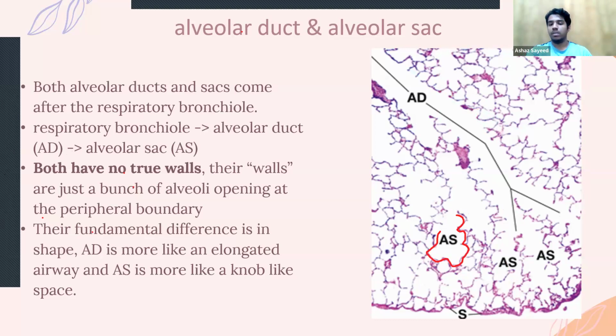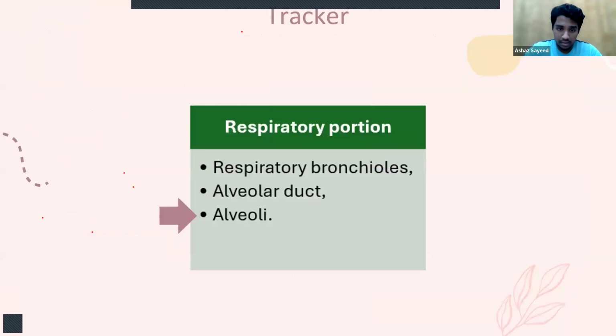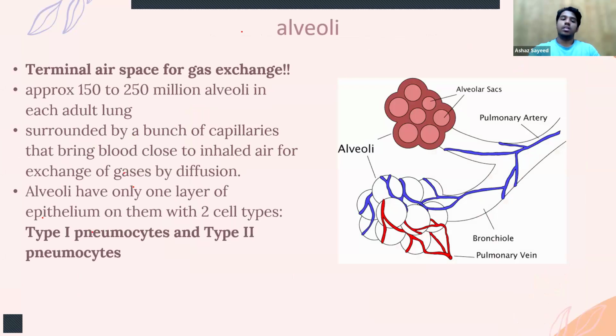Remember the one thing I want you guys to remember from here is that alveolar ducts and sacs don't have any true walls, and their walls are just a bunch of alveoli. So now we're finally at alveoli. This is the terminal airspace for gas exchange. This is the point where gaseous exchange takes place.